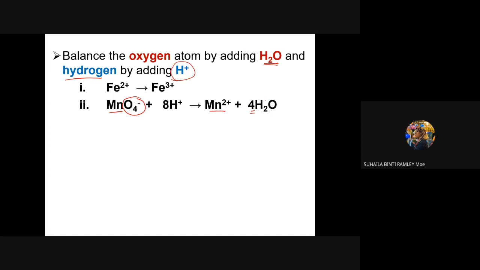After adding 4 H2O, kita akan ada extra 8 hydrogen, okay, pada sebelah kanan. So kita balance hydrogen by adding H+. How many H+? Because yang ni kita ada 8 hydrogen, so kita akan add 8 H+. So sampai step sini ada apa-apa mau tanya?